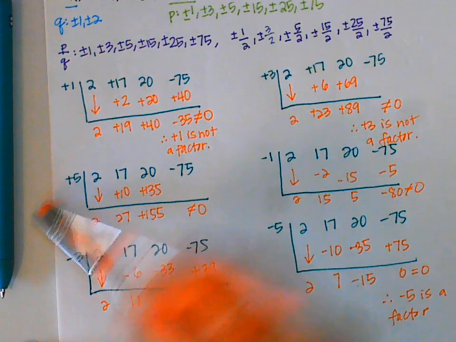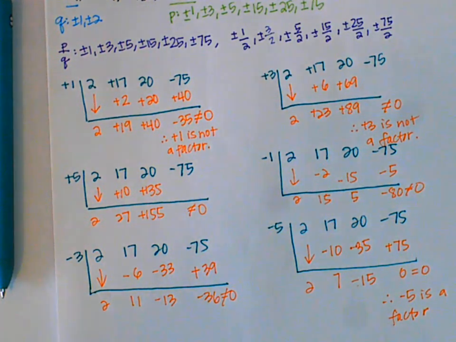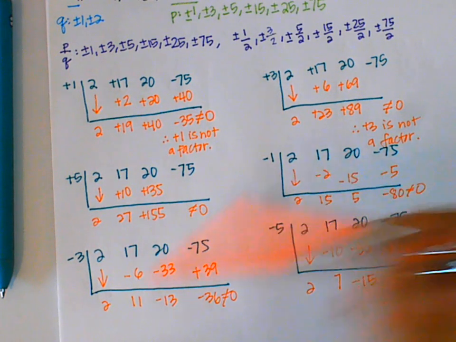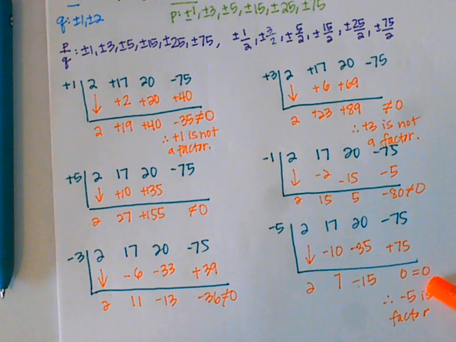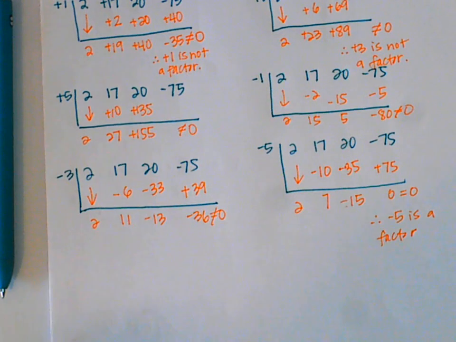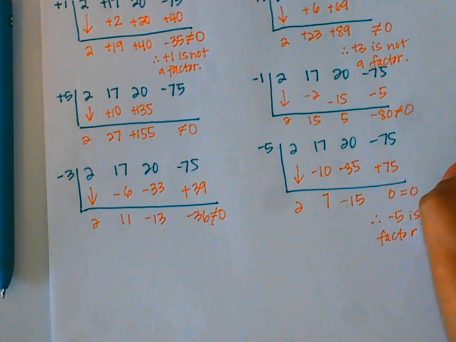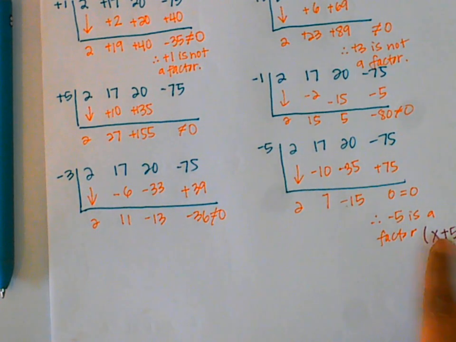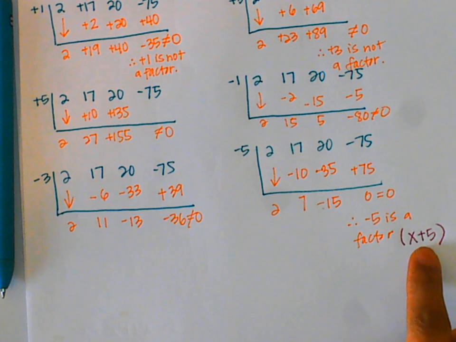At that point, the next number was going to be 15, and that was just too big. So I went back and I tested all of the negatives for the numbers I had already tested. Negative 1 didn't work, negative 3 didn't work, but when I did negative 5, I did see that my remainder was 0. Therefore, negative 5 is a factor. But remember, we want to write this in factored form. So I need to turn this negative 5 into x plus 5. You take the opposite of what that number is. So you get an x plus 5.